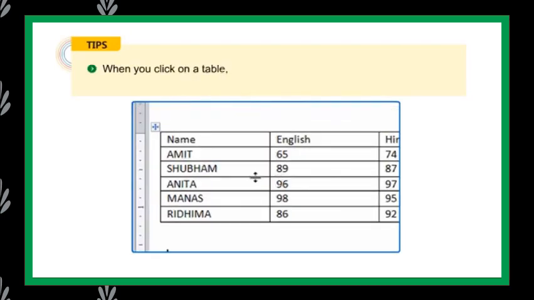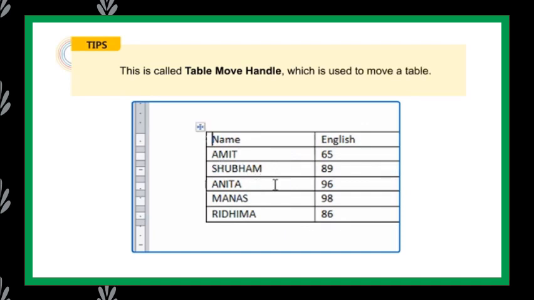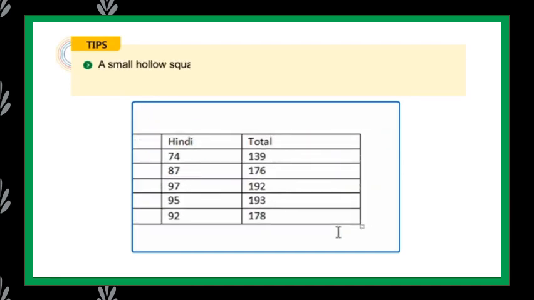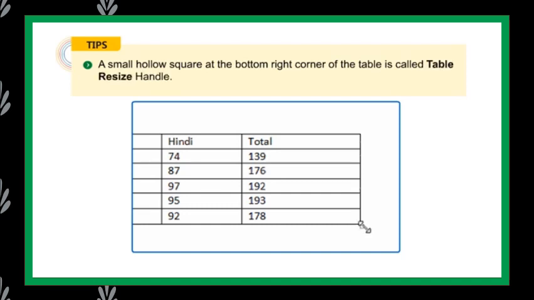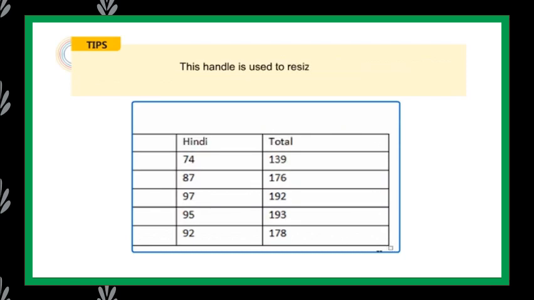When you click on the table, you notice a plus sign at the upper left corner. This is called Table Move handle, which is used to move a table. A small hollow square at the bottom right corner of the table is called Table Resize handle. This handle is used to resize a table.